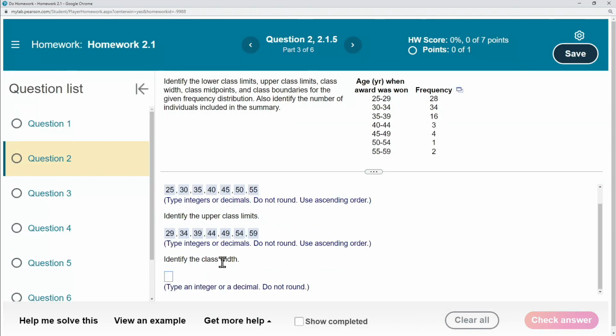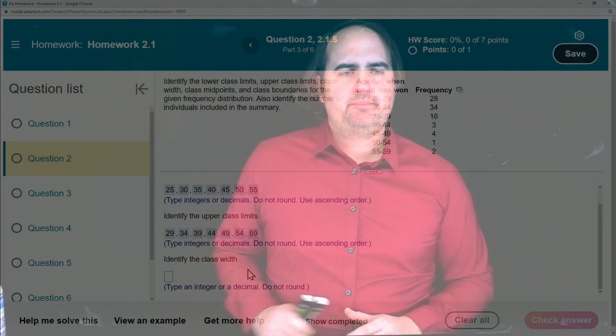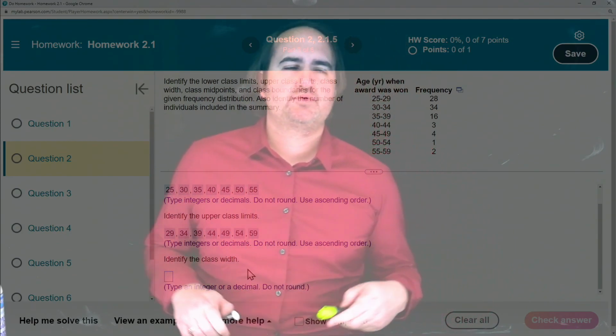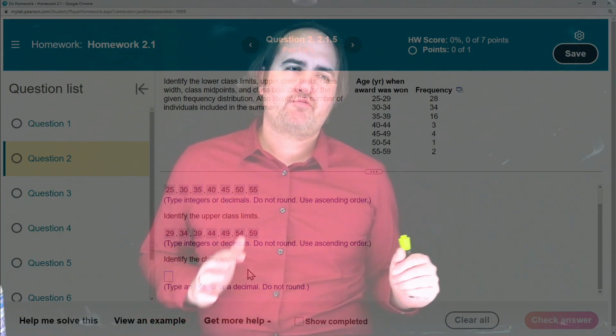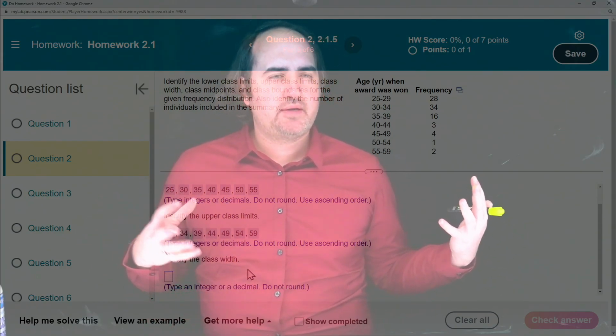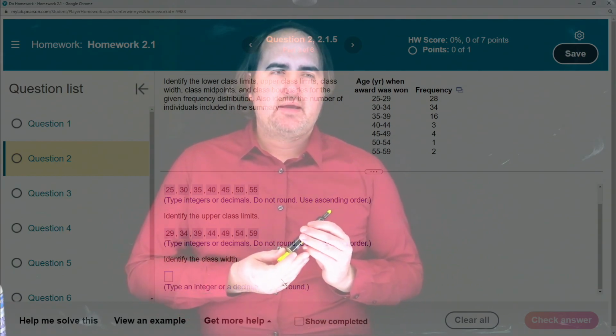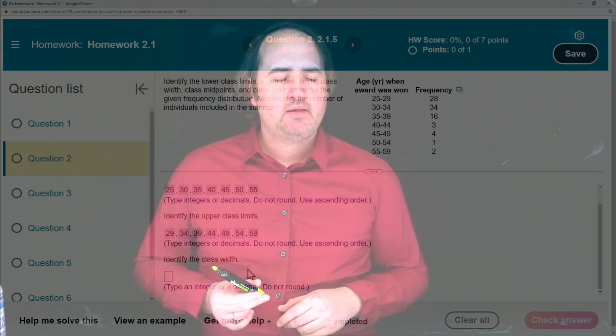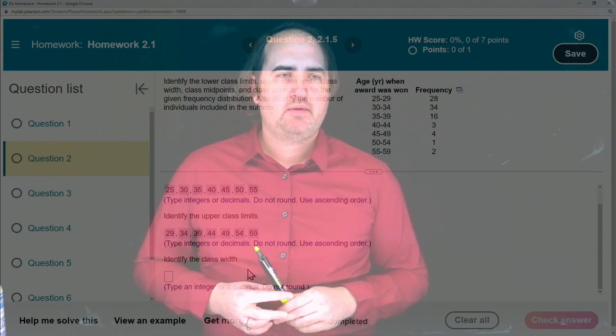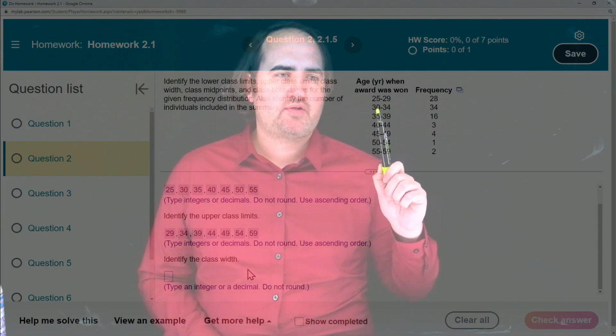Next thing is the class width. Now I know on my other video, for the class width, we said that there was a complicated formula that you probably wouldn't use in your homework, but I taught you the complicated formula just in case you're interested in doing actual statistics from scratch. Now, the thing about this problem is we're not going to be using that complicated formula. We can just figure out the class width by looking at the lower class limits, and we can subtract.